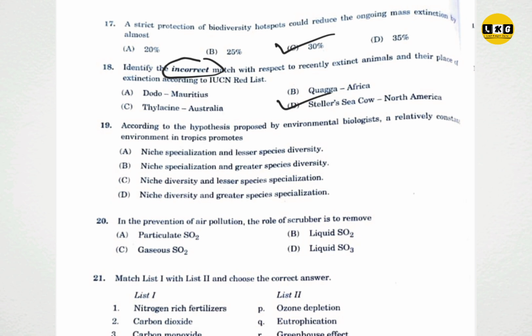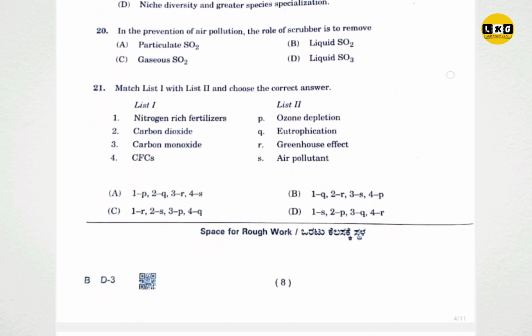Next, 19th one. According to hypothesis proposed by environmental biologists, a relatively constant environment in tropics. So, a relatively constant environment, it will promote niche specialization and great species diversity. A direct question from NCERT. So, option B is a correct one. Next, 20th. In the prevention of air pollution, the role of scrubber is to remove. So, the role of scrubber is to remove the gaseous pollutant. Gaseous SO2. So, of course, option C is correct.